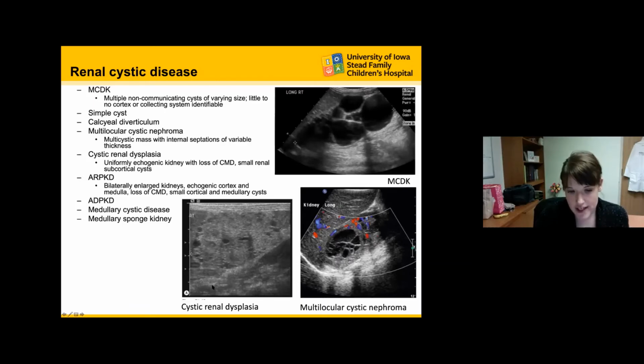This is a picture here of cystic renal dysplasia, which sometimes can be confused just because of nomenclature with MCDK. And cystic renal dysplasia can be caused by lots of different things, usually obstructive uropathy in infants. And as you can see, you see this hyperechoic kidney that is indicative of medical renal disease with small cysts throughout the cortex and the medulla.